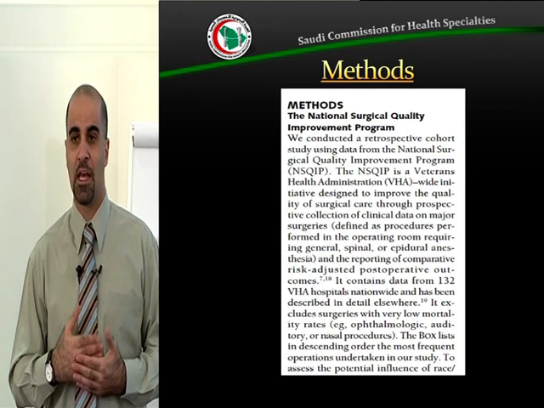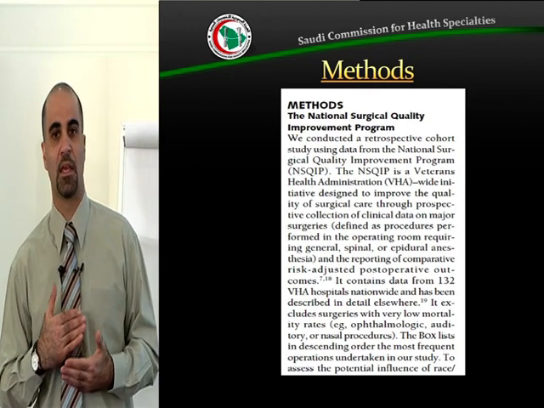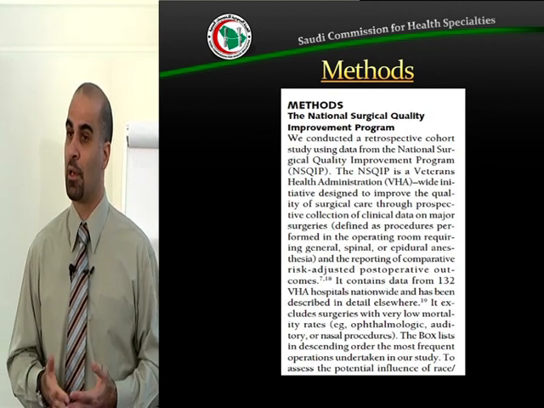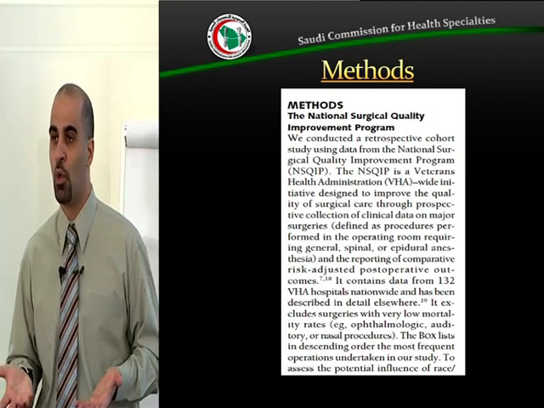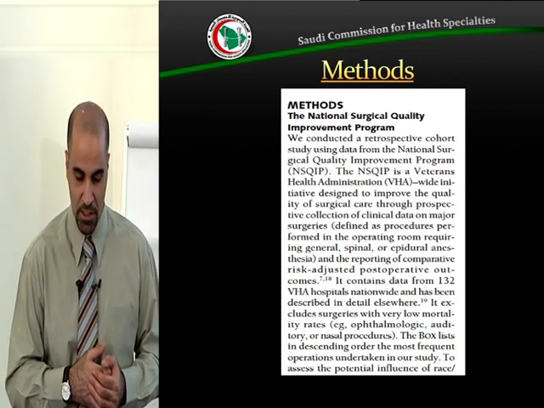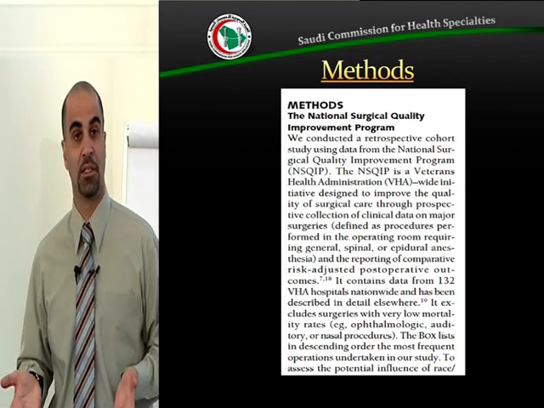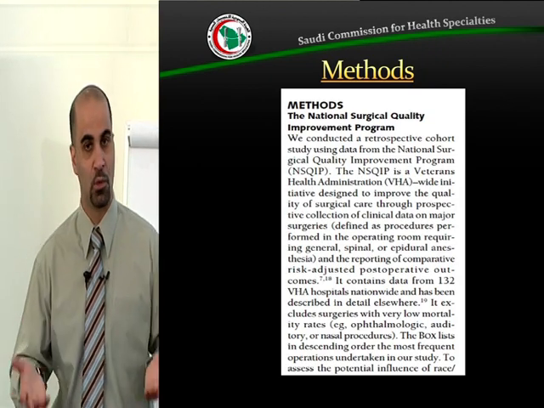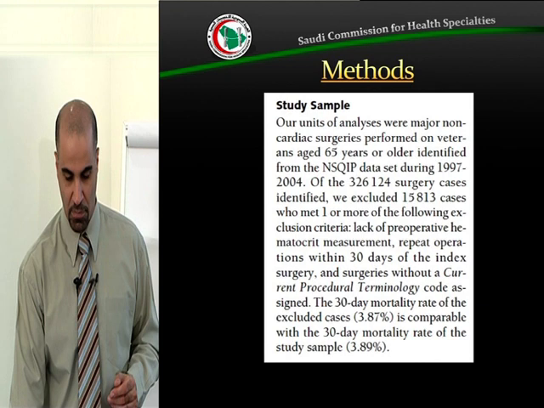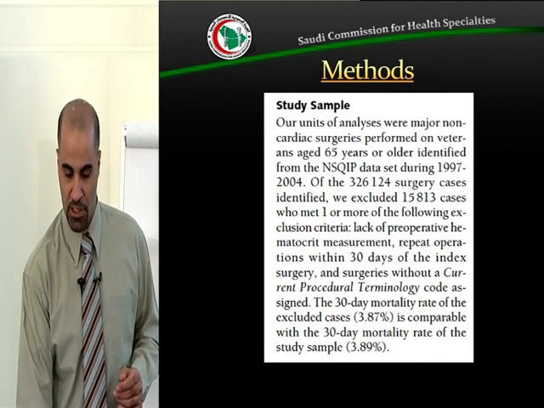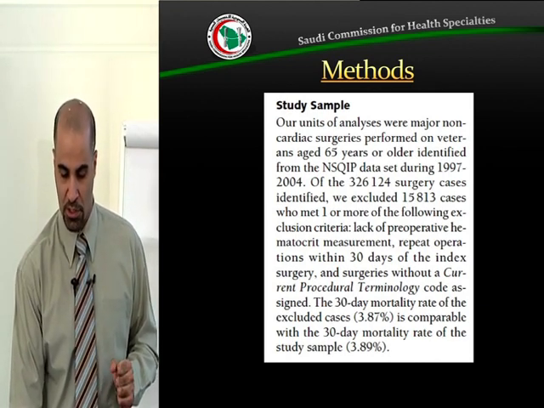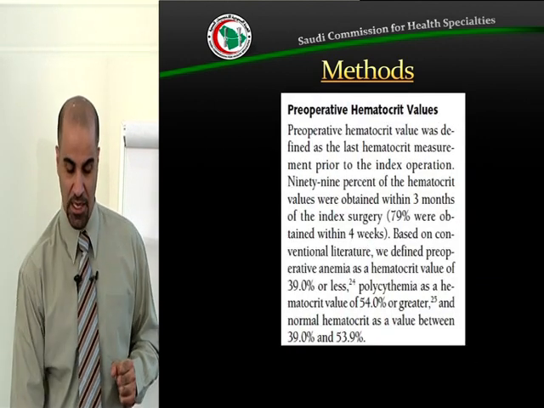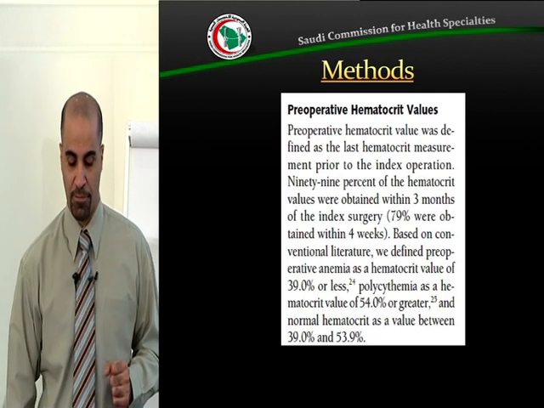But the authors have to specify the type of the study that they have carried out in this publication, the underlying population, in other words, among whom did they carry out this study design, the inclusion-exclusion criteria, who did they include into the study and who did they exclude, and all of these we will cover later. The study sample is where they mention the inclusion-exclusion, and the exposure information. In this case, they mentioned the preoperative hematocrit values.